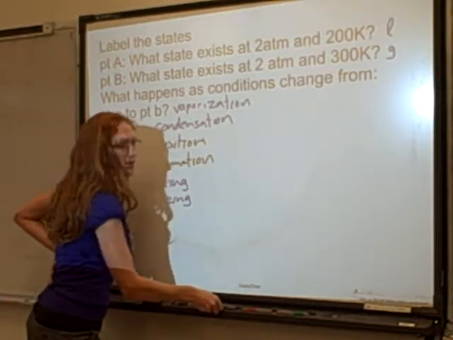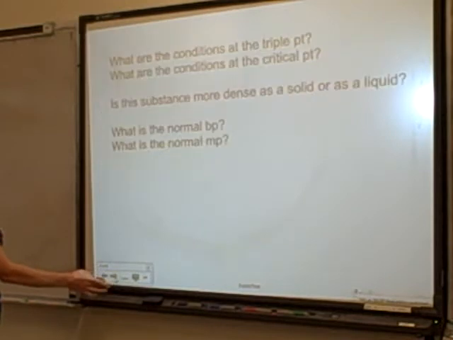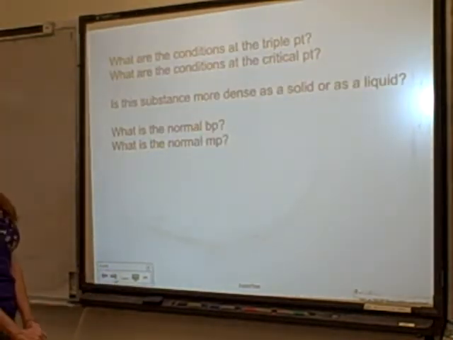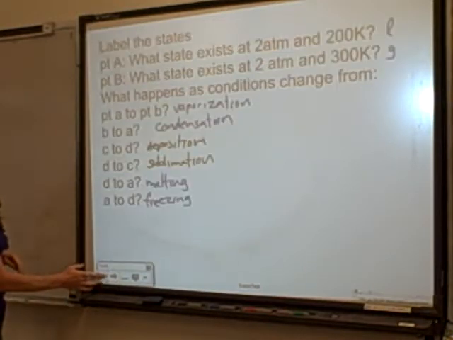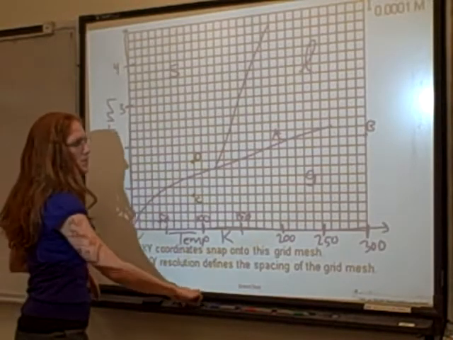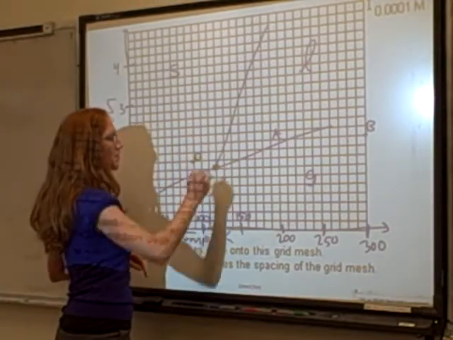Okay, so that would be how we would label different transitions on the phase diagram. Some more questions we could get. What are the conditions? So what's the temperature and the pressure at the triple point? And what about the critical point? So triple point is where we have that solid, liquid, and gas. Right there, where they all three meet.